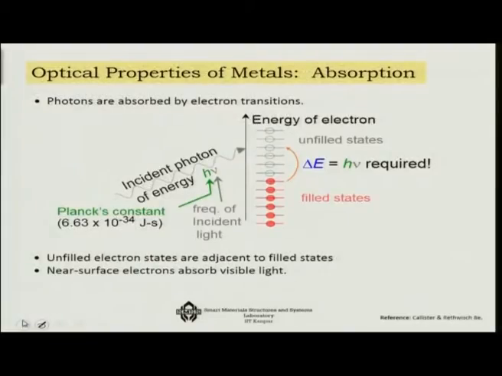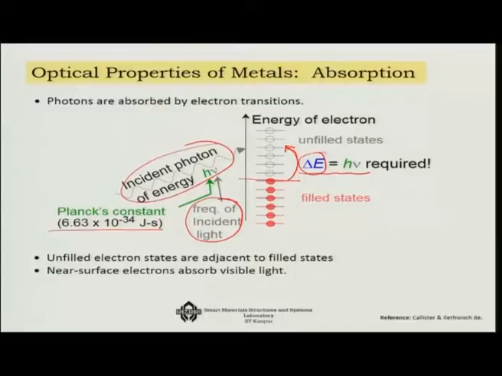Here we are saying the same thing: an incident photon has energy h nu, where h is the Planck's constant and nu is the frequency of the incident light. From the filled state at the Fermi energy level, h nu is the source of delta E, and the electron jumps from here to the high energy state. Unfilled electron states are adjacent to the filled states, so it just does that, and near-surface electrons absorb the visible light in the case of metals.